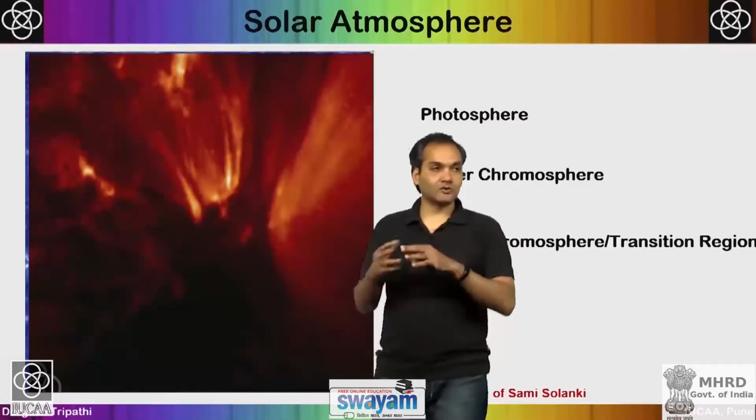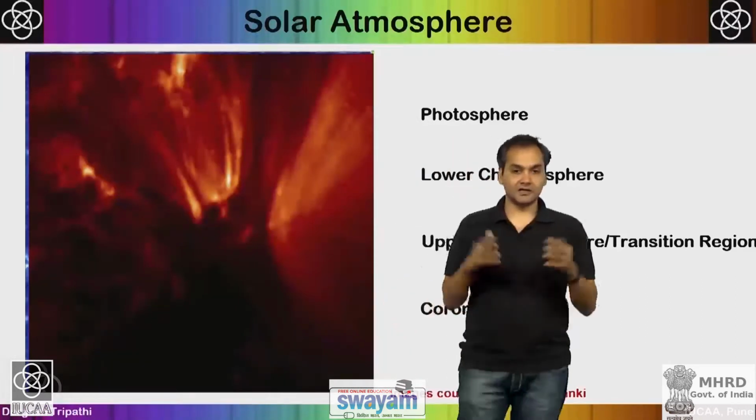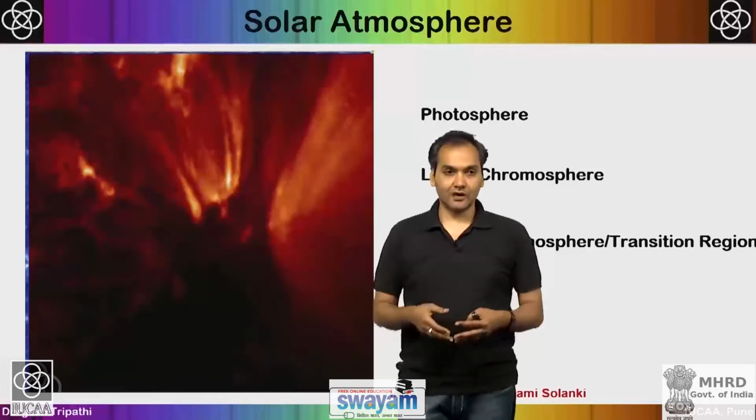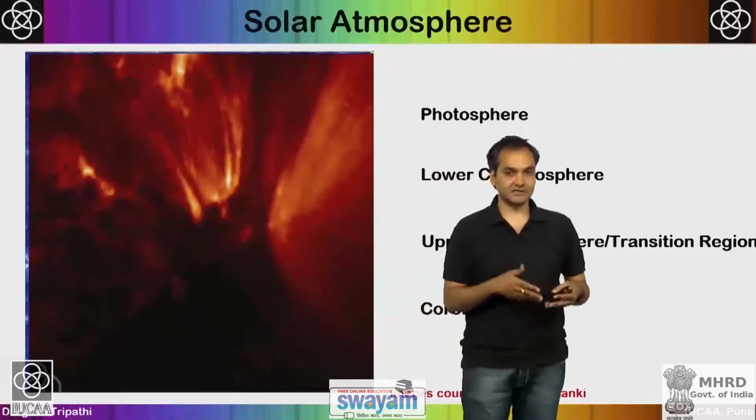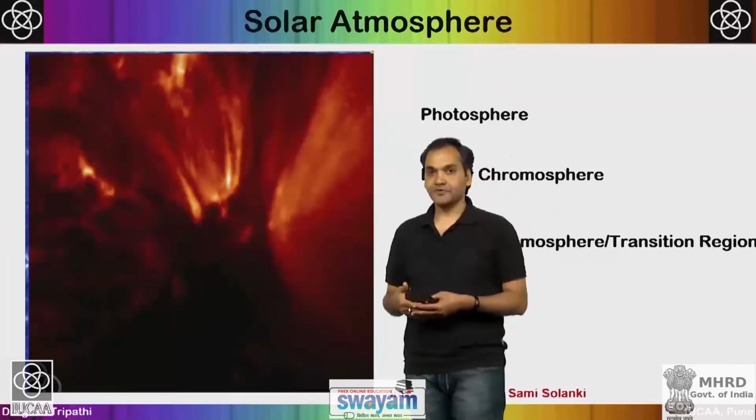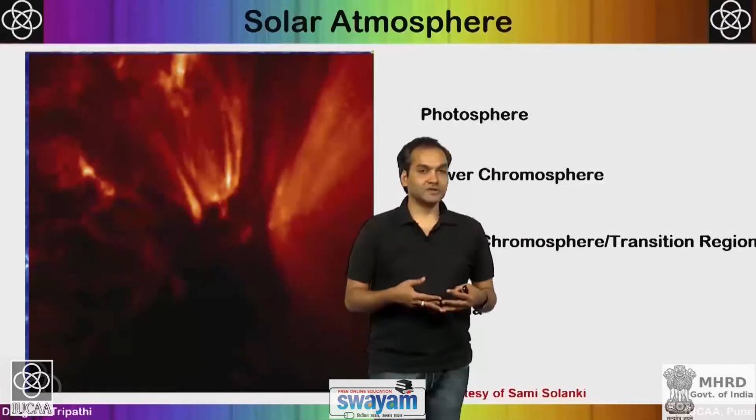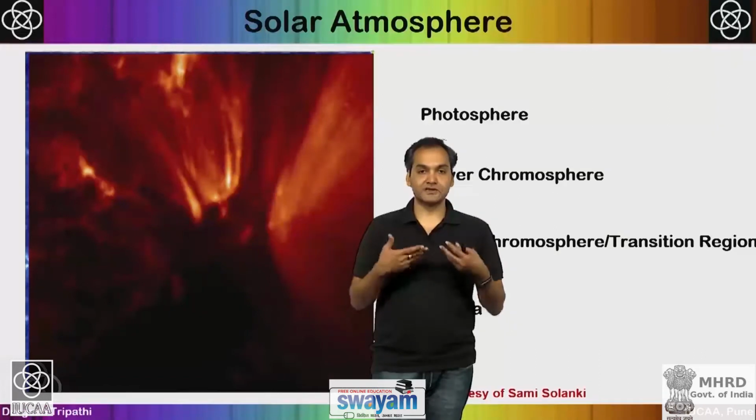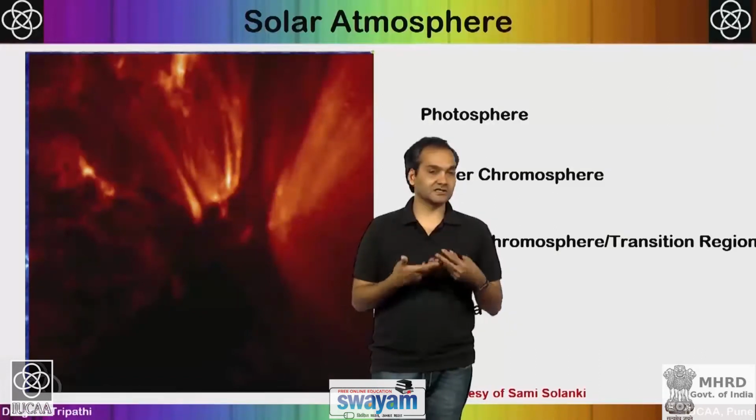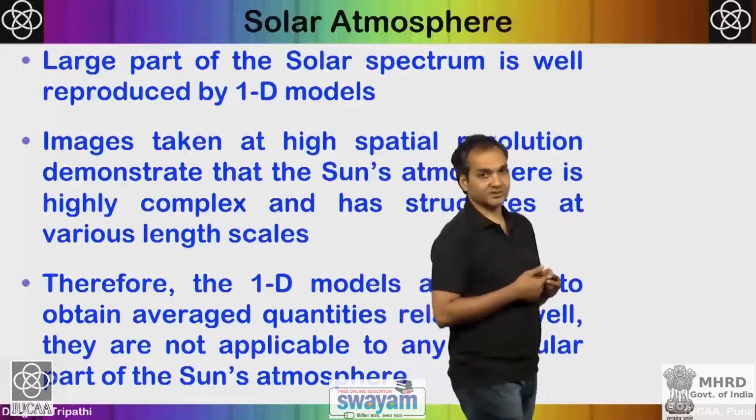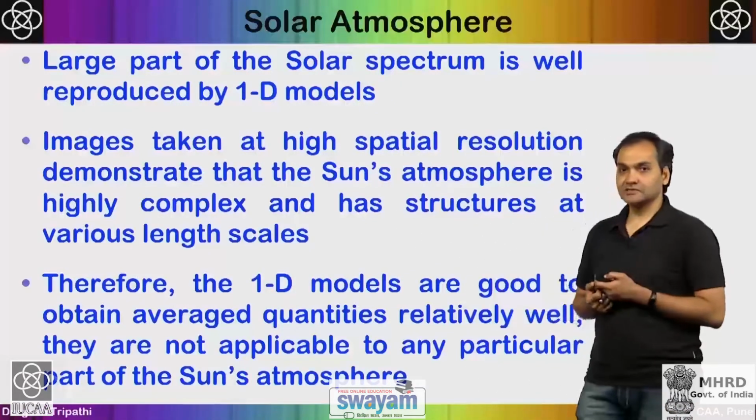Rather, it gives an overall understanding of physical parameters like temperature and density, how it increases or how it decreases in the solar atmosphere with height, but does not apply for different specific structures, and therefore, one needs to essentially look into the details of these structures and their evolution separately. So, the large part of the solar spectrum is well reproduced in 1D models.